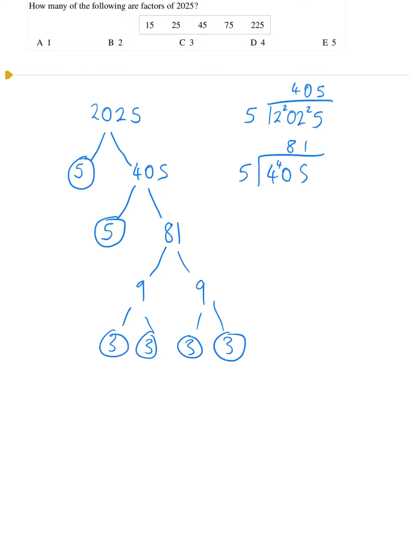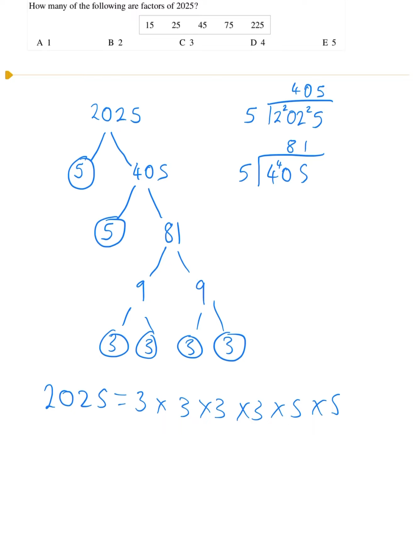So we now know that 2025 is the same as 3 times 3 times 3 times 3 times 5 times 5. And I know someone's going to say, you can say 3 to the power 4 times by 5 squared. Yeah, I know. But I'm just telling you.